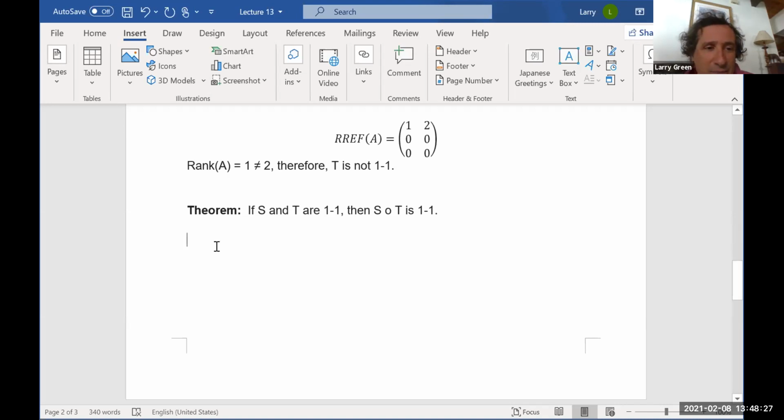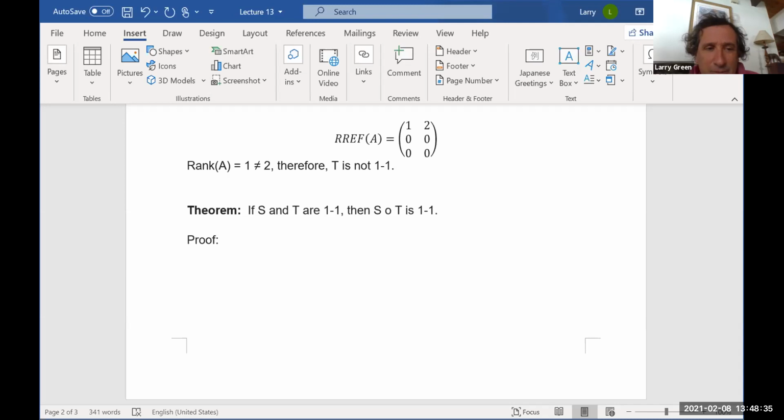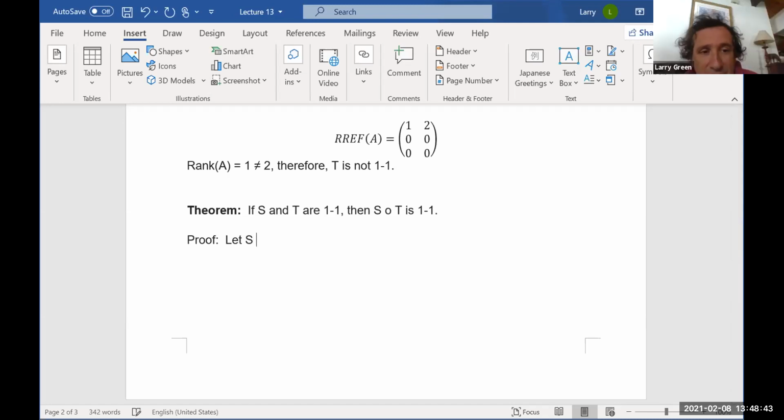Instead, what can we do? Think of two 1-to-1 functions and compose them. We can't do it by example. That's never a proof, right? So we have to use a definition. Okay, so let S and T be 1-to-1. I'll write linear transformations, but functions will work too. All right, well, what's the definition?